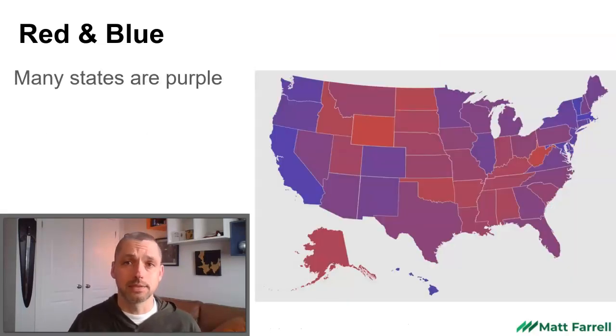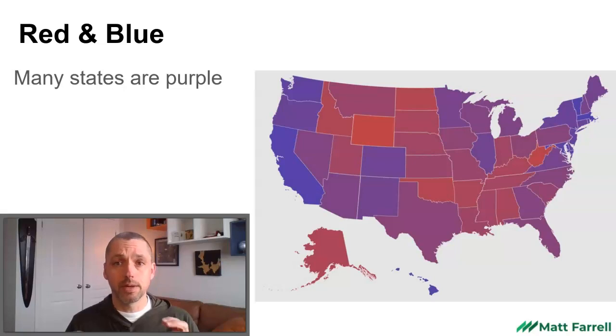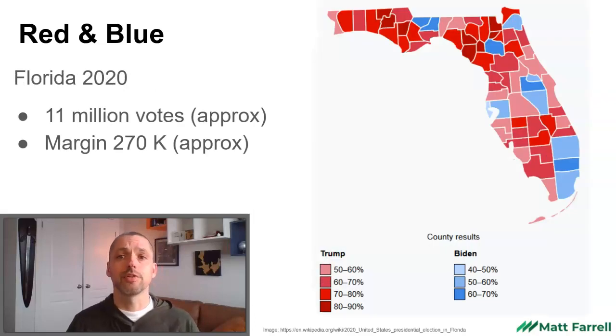And many states would more accurately be described as different shades of purple. There are a few solid red and solid blue states, but for the rest of them, the population is a little closer to 50-50. Florida, for example. Florida is pretty consistently a red state. It is won by the Republican candidate more often than not.